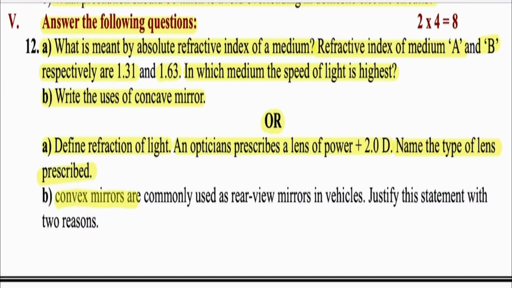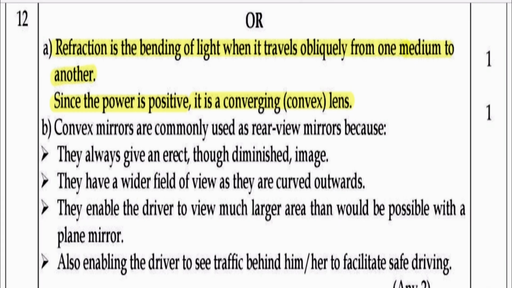Convex mirrors are commonly used as rear view mirrors in vehicles. Justify this statement with two reasons. The reasons are: they always give an erect, though diminished, image. They have a wider field of view as they are curved outwards. They enable the driver to view a much larger area than would be possible with a plane mirror, also enabling the driver to see traffic behind him or her to facilitate safe driving.